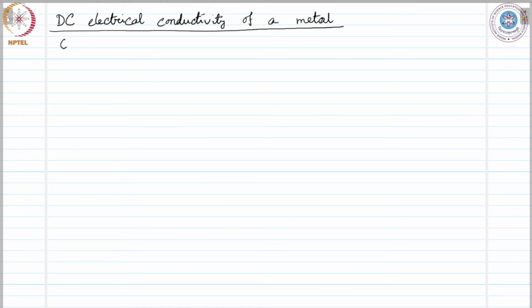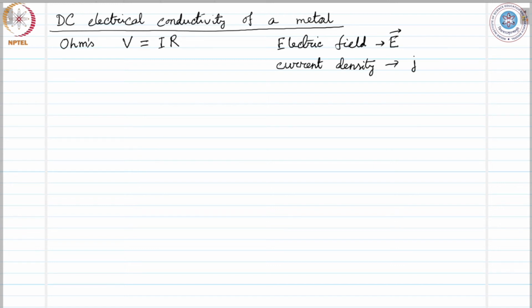You all know that in this context of DC electrical conductivity, the famous law is Ohm's law. That is, the potential, the voltage, equals current times the resistance. If we have an electric field E, and if we consider a current density J, volume current density, then we can write Ohm's law as E equals rho times J, where rho is the resistivity.